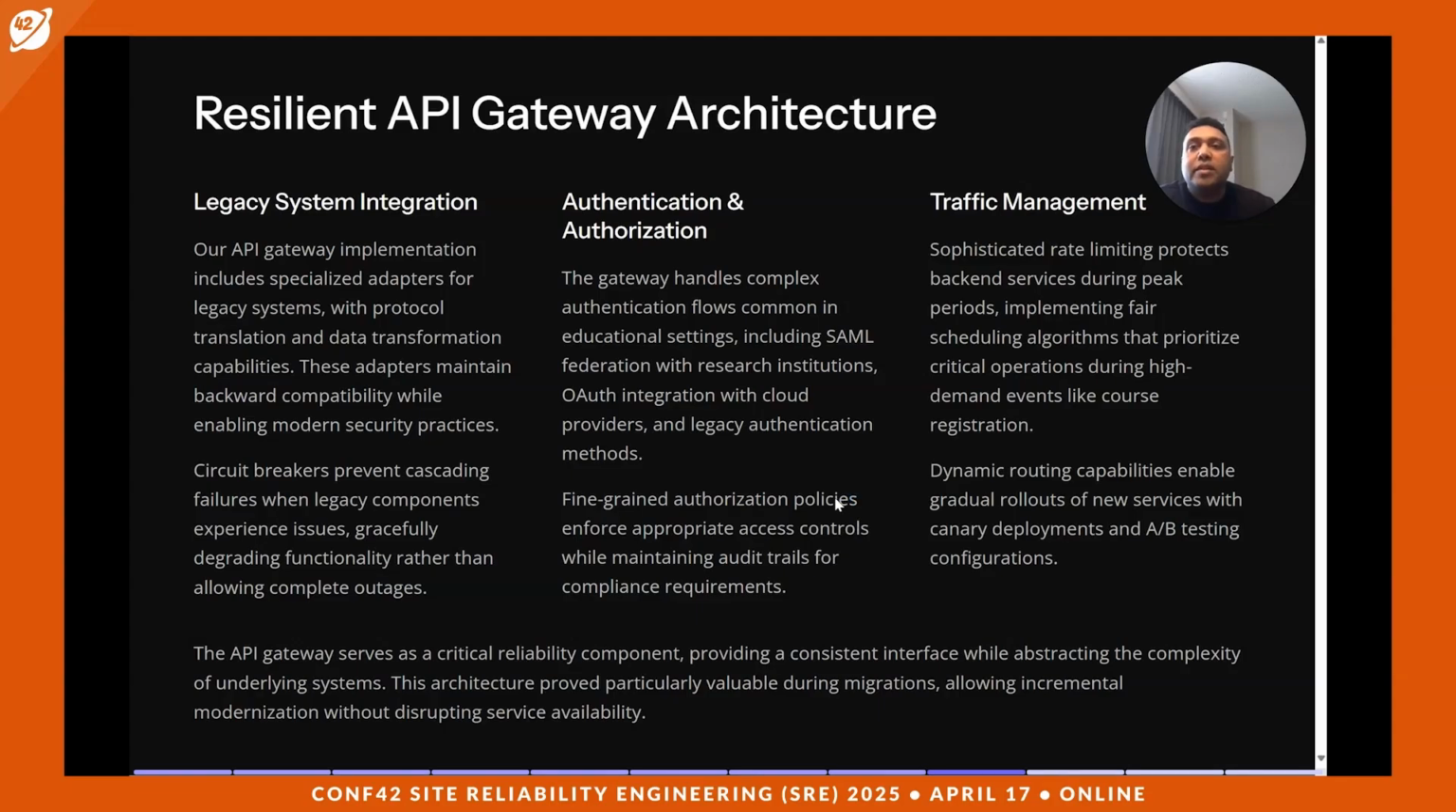Now, legacy system integration. Our API gateway implementation includes specialized adapters for legacy systems with protocol translation and data transformation capabilities. These adapters maintain backward compatibility while enabling modern security practices. Circuit breakers prevent cascading failures when legacy components experience issues, gracefully degrading functionality rather than allowing complete outages.